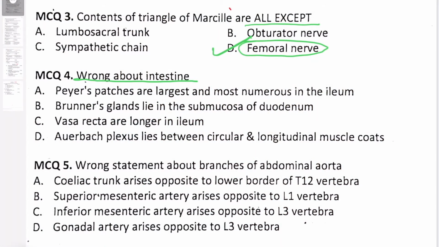Once again, back to the same question, wrong about the intestine. Peyer's patch is the largest and most numerous in the ileum. You have seen this. Brunner's glands line the submucosa of the duodenum. I had shown you that.